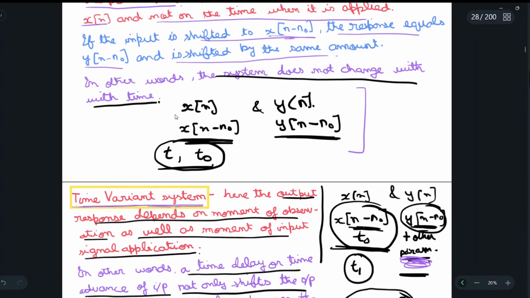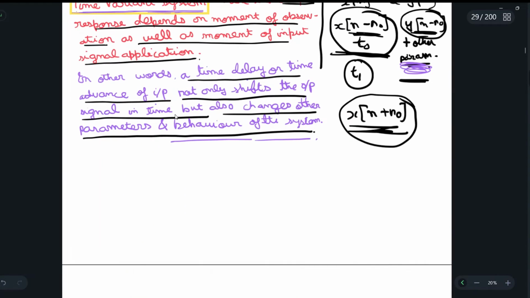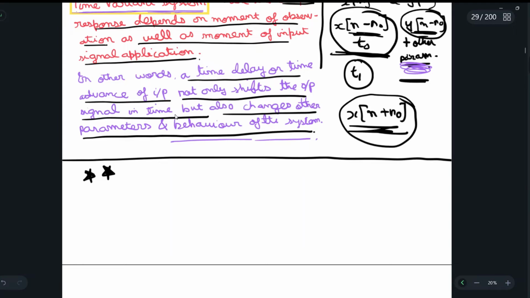Now we will see how to find out whether a system is time invariant or time variant. We have a concept here, and those who have been watching my videos know what they have to do when a concept comes. They have to star mark it in their notebooks or wherever they are making their notes.